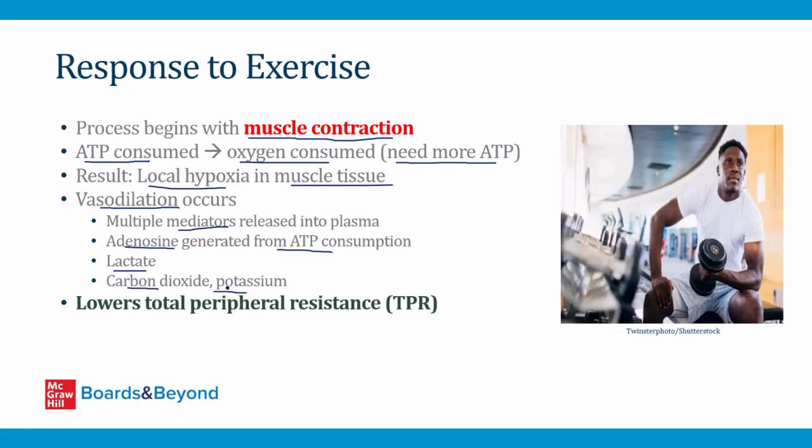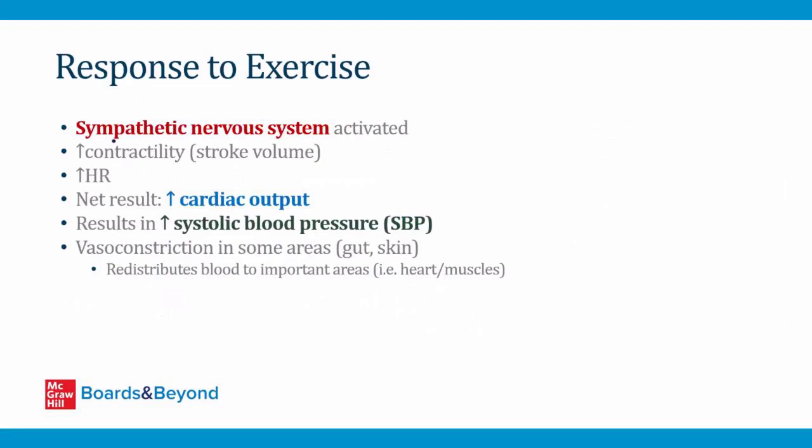But the bottom line is that all these mediators generated by muscle contraction will cause vasodilation to occur in muscle beds when you're exercising. And because you have vasodilation occurring, you're going to lower your total peripheral resistance. Remember, the TPR is largely determined by the degree of constriction of peripheral arterioles, and when arterioles begin to vasodilate in muscle beds, that lowers the TPR. When the TPR falls, that's going to activate the sympathetic nervous system.